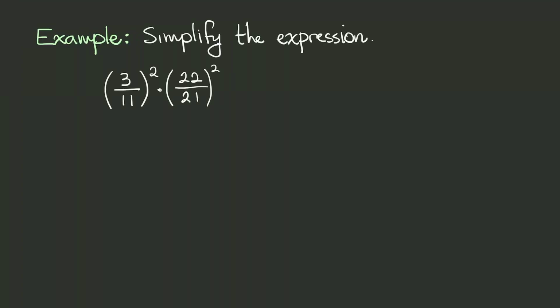There are several ways we could approach this, but what I'm going to do first is use the fact that they're both squared to combine the two exponents. So we'll have 3 over 11 multiplied by 22 over 21, and that entire quantity now will be squared. And now we'll follow order of operations. We'll look inside the parentheses first and see if we can simplify that product.